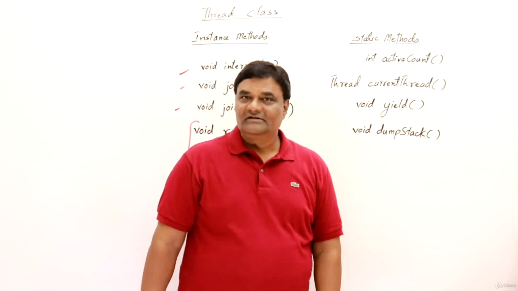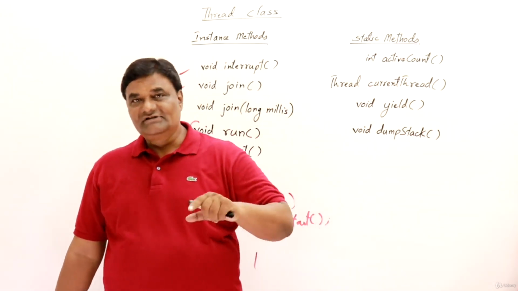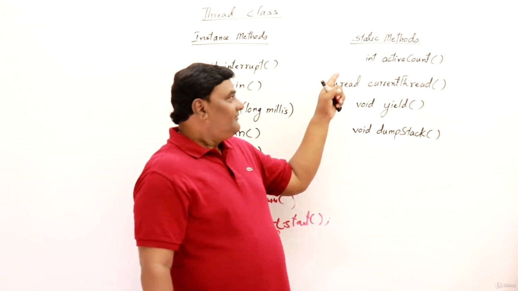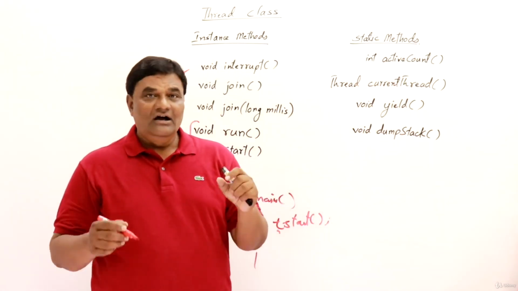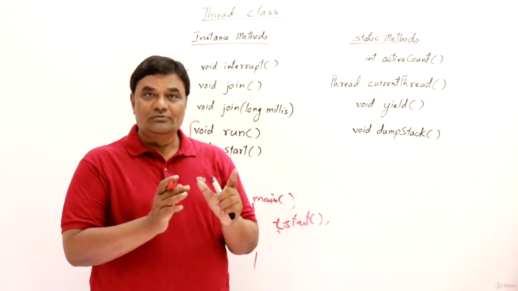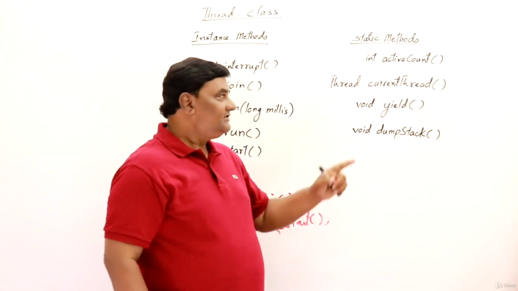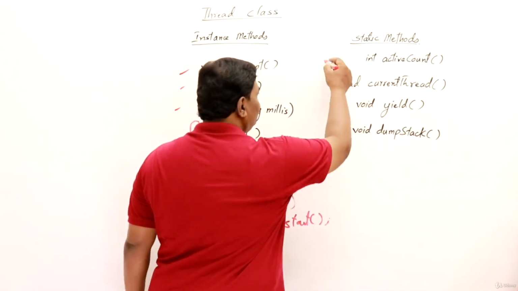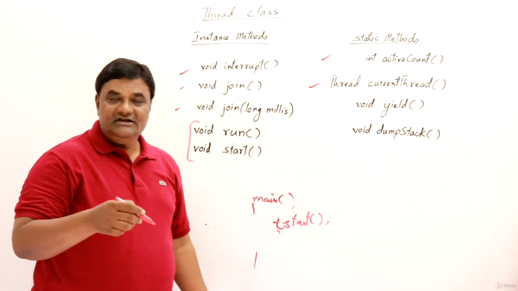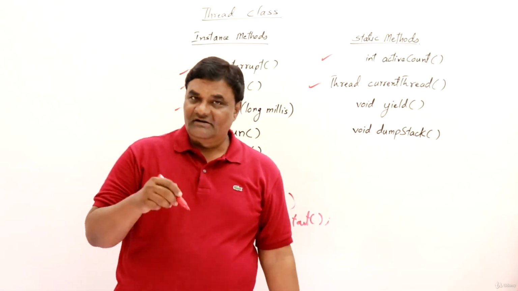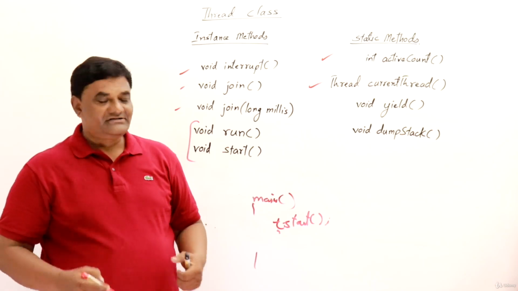Now static methods. Static methods can be called just by using the class name. First one, activeCount. It will tell how many threads are active in a group. Then the second one, currentThread, will give a reference to the current thread. So you can get the reference of the running thread.